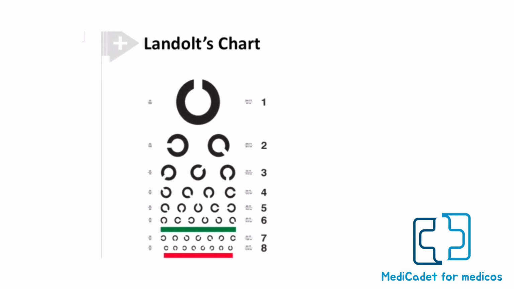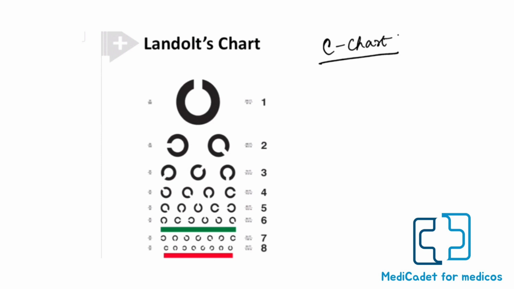This is called the C chart or the Landolt chart. Instead of letters, we have this C. The size of the letters decreases as you go down, and the number of letters in each line also increases as you go down. It looks like the Snellen's chart, only the letters are replaced by these Cs.